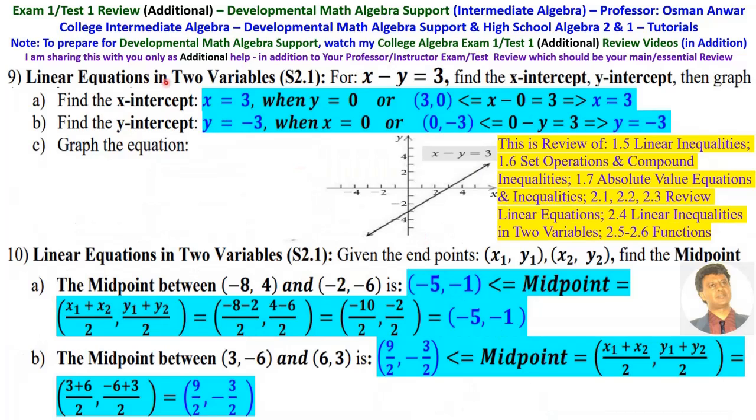Number 9 is given this x minus y equals 3. It is an equation in two variables. Find the x-intercept, the y-intercept, and graph.